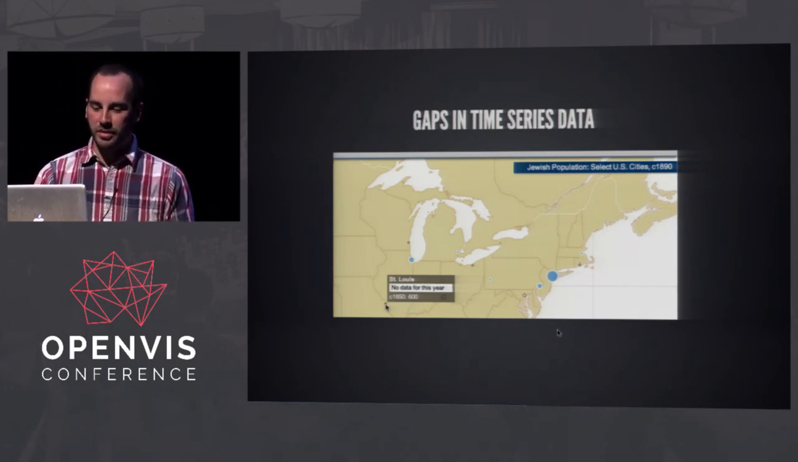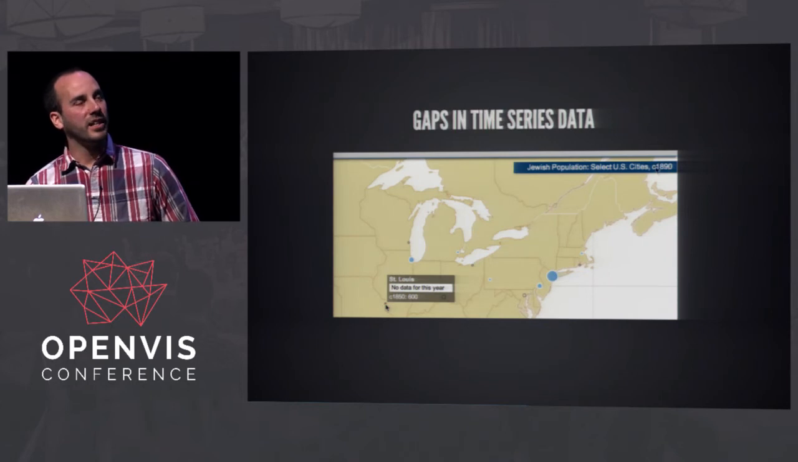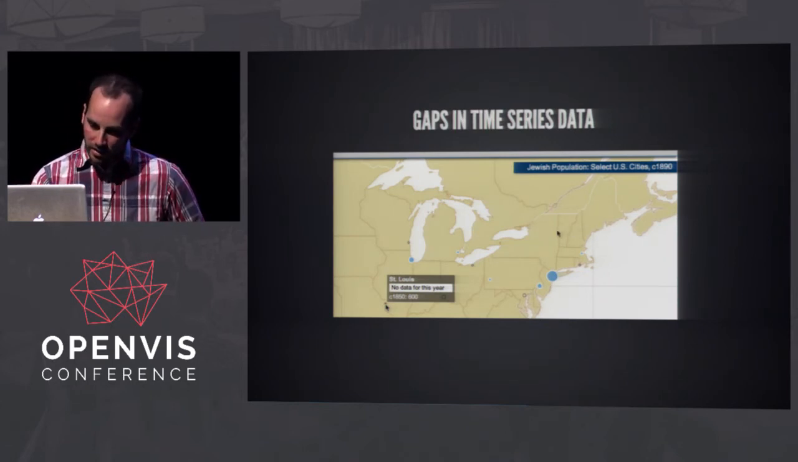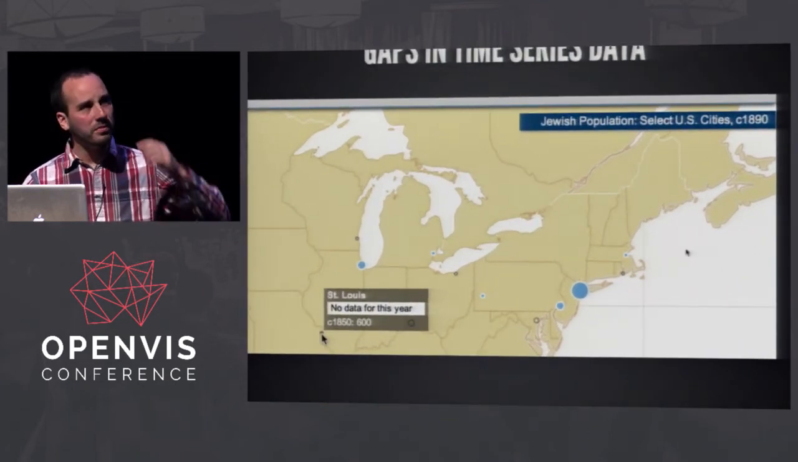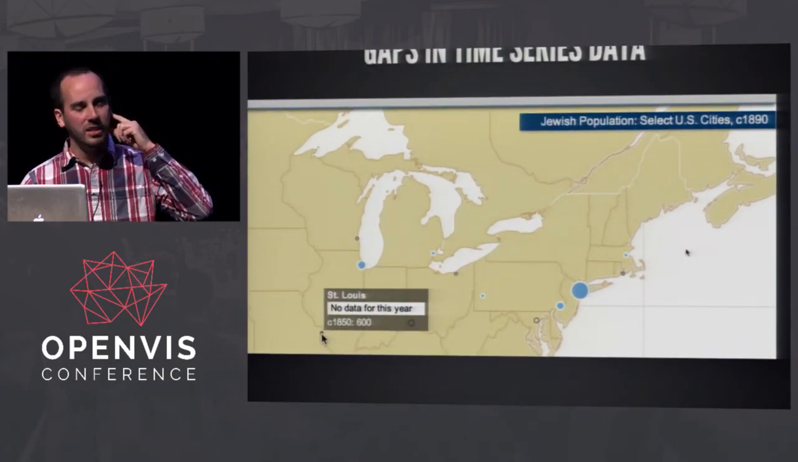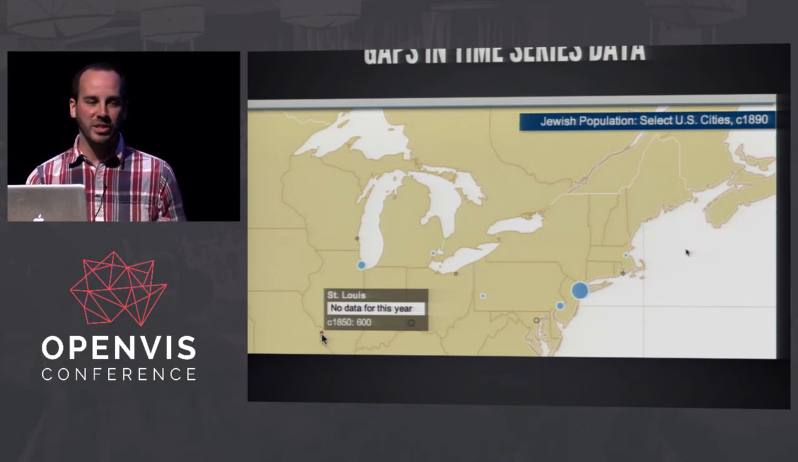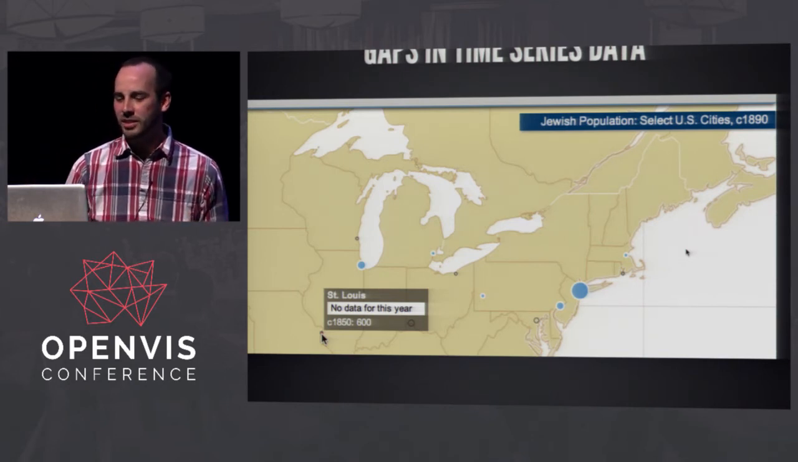So there's St. Louis here. We had data for 1850, but we didn't have data for 1890. And then maybe we had data for 1910 or something. And we attempted to do something here. I don't know how well this really works, but we didn't want the symbol to just go away. We also didn't want it to remain at 600, because we know it's not still 600 in 1890. We just don't know what it is.